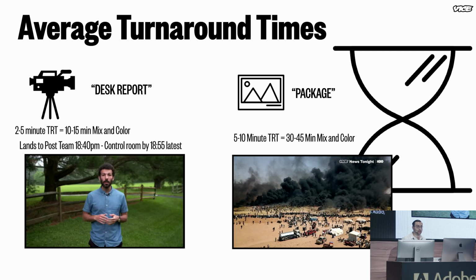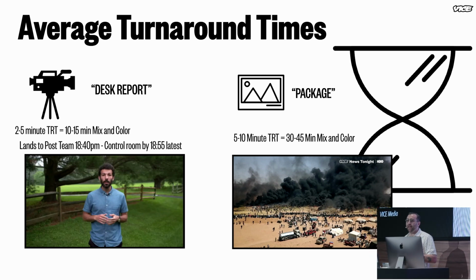For something that's a bit longer, like maybe those conflict pieces, a 5 to 10 minute piece will need to be turned around in 30 to 45 minutes. So the goal here is to prioritize as much time in editorial and writing to keep the story as current as possible. The idea of this workflow is to optimize what you're doing to prioritize the writing.